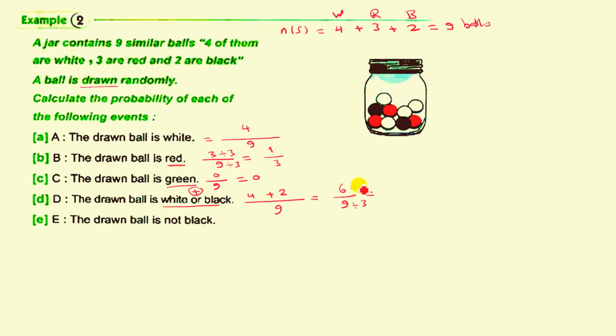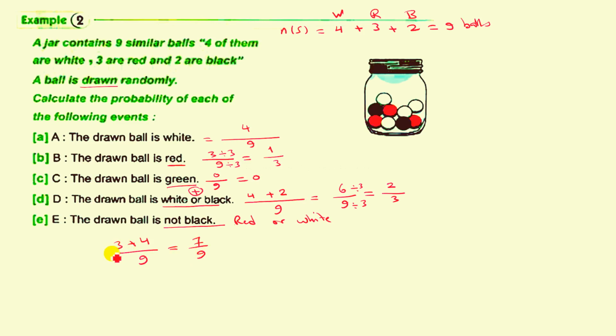Simplify. These two numbers are divided by 3: 6 divided by 3 is 2, 9 divided by 3 is 3. The ball is not black, so what will it be? Red or white. How many red balls? 3 red balls plus how many white balls? 4. Over 9 will be 7 over 9, and this is in the simplest form.